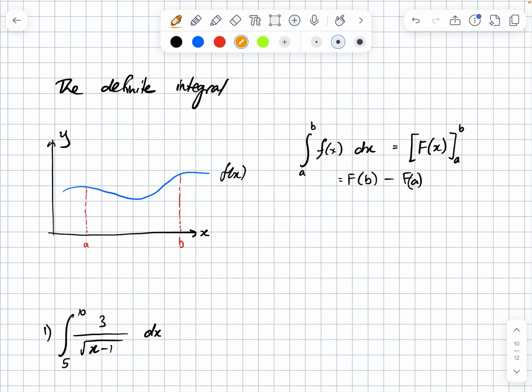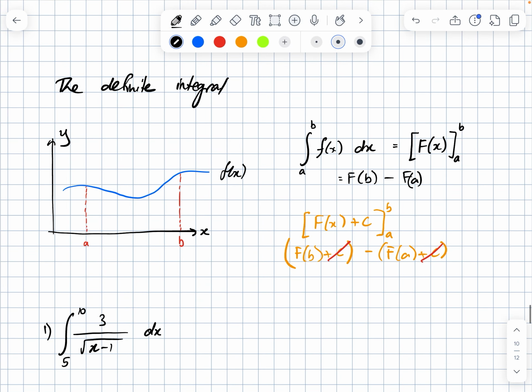Now you may have noticed that I don't have a constant of integration here, and the reason for that is, just as a side, if we were instead to go the function of x plus c between b and a, then I'm going to get the function at b plus c, and then I'm going to subtract the function at a plus c, and you'll notice that the two plus c's will cancel, c minus c, and so it's not required. This is the only time in integration where you don't need a plus c.